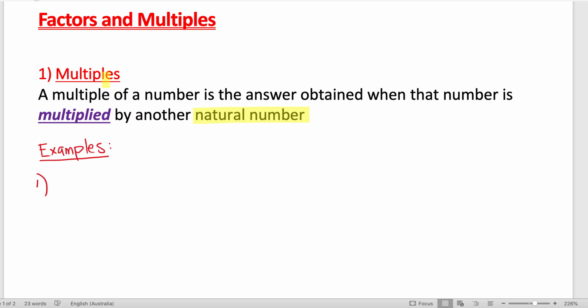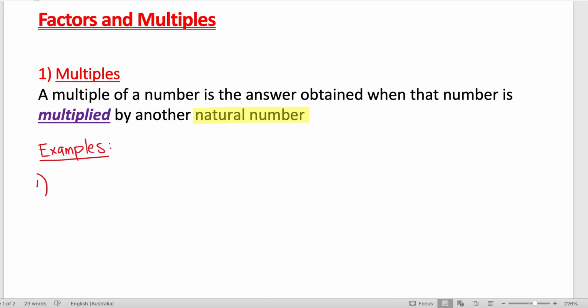And when we're doing multiples, we never include the 0 because otherwise 0 will always be a multiple, because we can always multiply any number by 0 and the answer will be 0, right? So 1 times 0, 0. 2 times 0, 0. 3 times 0, 0. So we have to multiply by natural numbers.